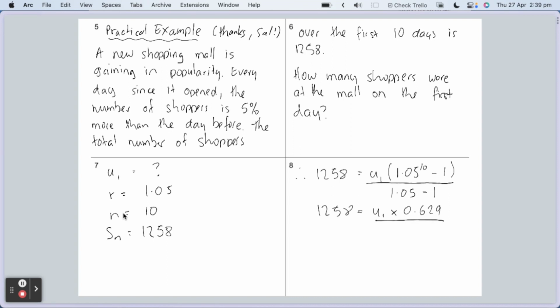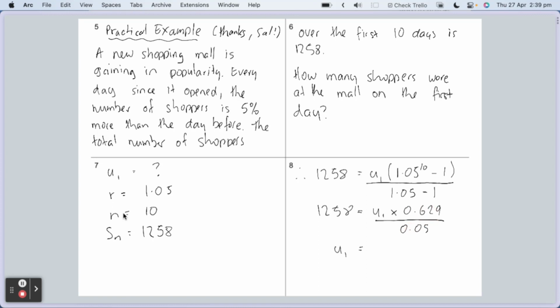And I'm feeling brave today, so I'm going to work out 1.05 minus 1 in my head. That's good. So 0.05 on the bottom, okay? Now I'm going to use my calculator to work out what U sub 1 is. Verbally, I'm going to multiply 1258 by 0.05 to get rid of the denominator, and then divide by 0.629 to get rid of the bit in front of U1.